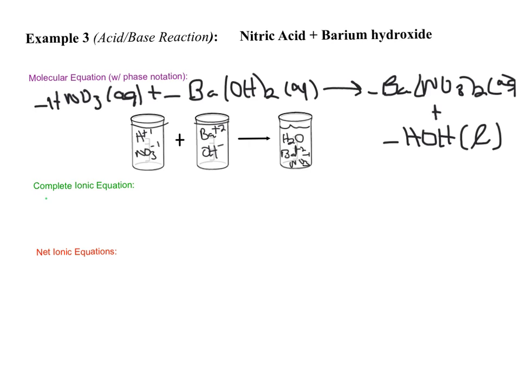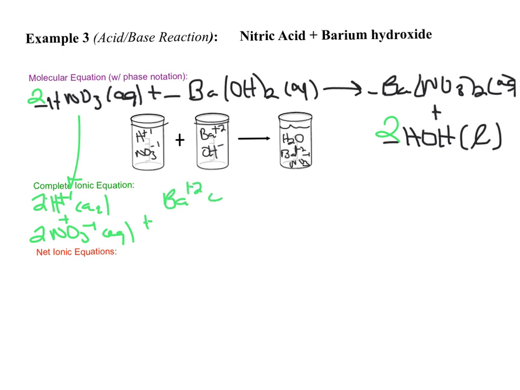So HNO3 is going to break apart. I forgot to balance this. I got to put a 2 here. I got 2 nitrates and 2 waters. There we go. Now it's balanced. So we're going to end up with 2 hydrogen ions that are aqueous and 2 nitrate ions that are aqueous, plus our barium hydroxide. That guy's going to break apart too, so we're going to end up with barium plus 2 aqueous and 2 hydroxides aqueous. There we go, that's our barium hydroxide.